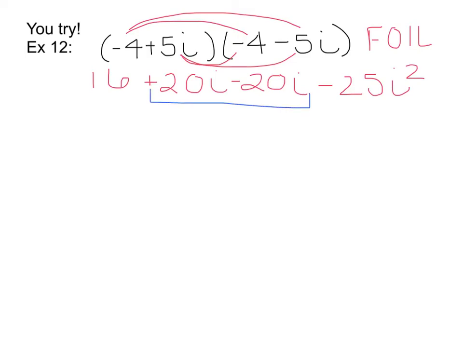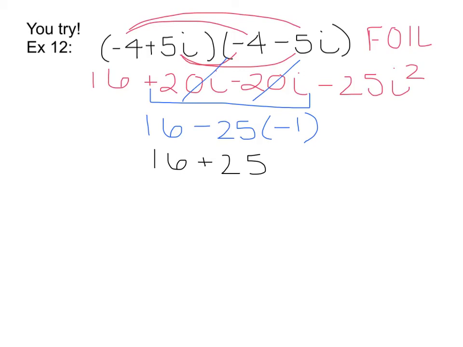Okay? Combine like terms. 20i minus 20i makes that cancel out. So we're left with 16 minus 25. And then replace i squared with -1, since i squared equals -1. -25 times -1 gives me +25. And 16 plus 25 is going to give me 41.